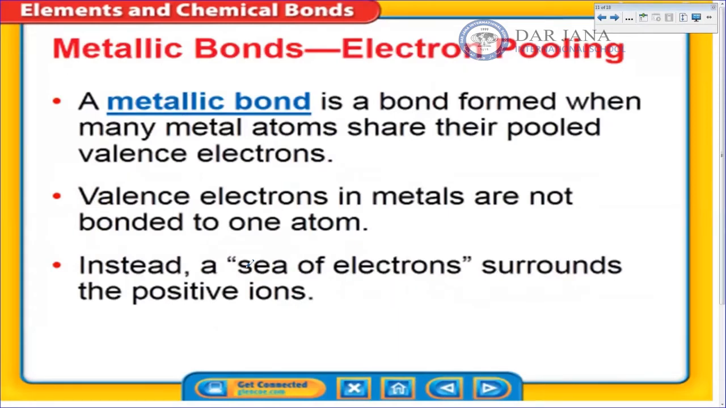Now let's have a look at metallic bond. What's a metallic bond? It is a bond formed when many metal atoms share their pooled valence electrons. Valence electrons in metals are not bonded to one atom. Instead, a sea of electrons surrounds the positive ions.